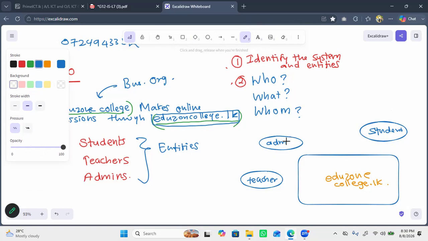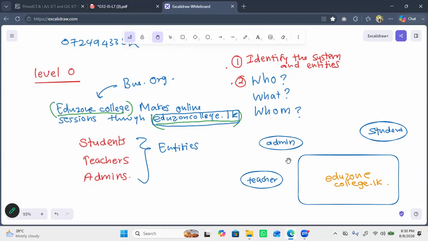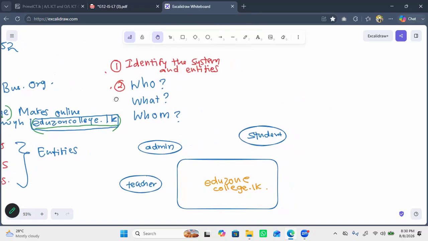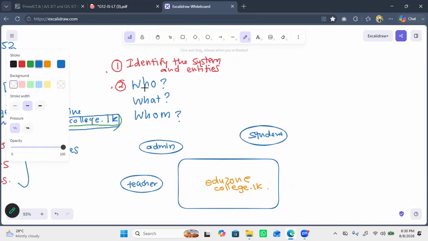Let's keep it singular, admin, right? Okay, like that, we have to keep the thing singular. This is how we are showing the context diagram, but where is the data flow? This is a level of data flow diagram. And now you are going to answer who, what, whom. And now I am telling a story.